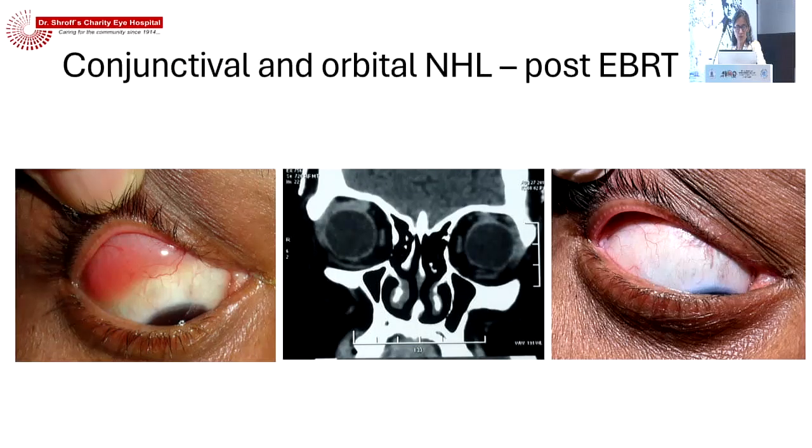This is one patient where there was an orbital component, as we can see in the imaging, but it manifested as a conjunctival salmon pink lesion. This was treated with radiation because it was a unilateral lesion. Systemic workup was negative, and the response to radiation is pretty good.